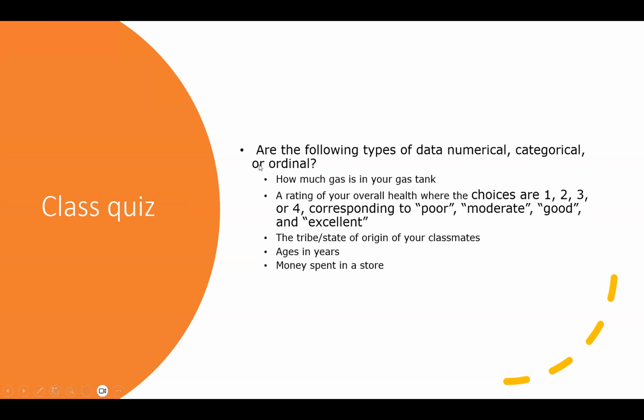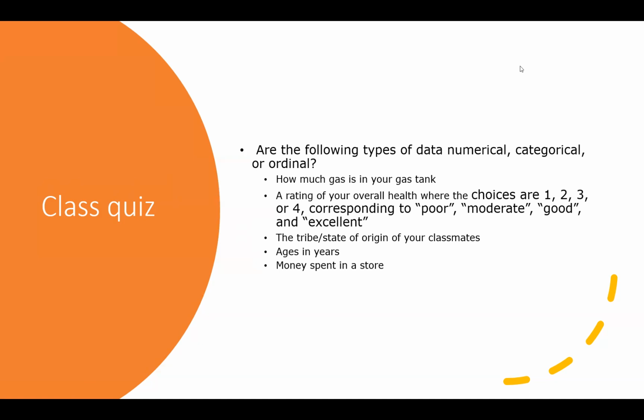Okay, so let's look at these different questions, different kinds of data here. When you say how much gas is in your tank, is this numerical, categorical, or ordinal data? Let's participate. Yeah, Emmanuel, numerical. How much gas is in your gas tank? That is numerical. It can be measured, okay.